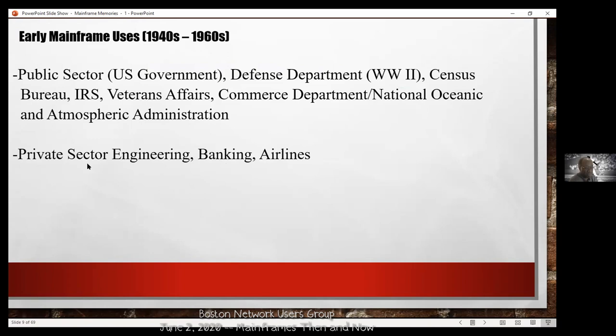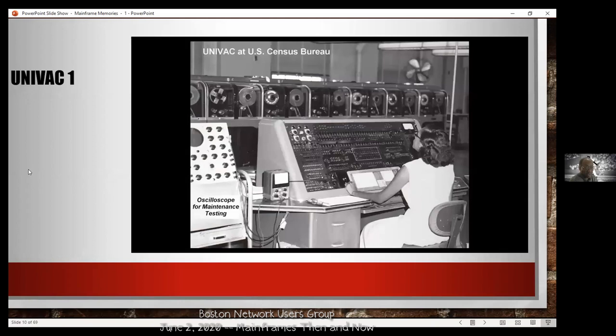Private sector, engineering, banking, airlines, approximately in the 50s going into the 1960s. The UNIVAC 1 was the first machine used by the government in this capacity for the U.S. Census Bureau. I believe it was 1951 this was put into use.